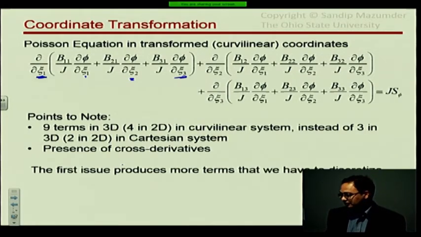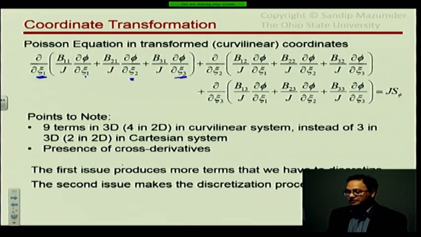The first issue is that it produces more terms that we have to discretize, which is of course painful. Already we're struggling with 3 terms, and now we have 9 terms. The second issue makes the discretization process very difficult, because when we did Taylor series expansions, we like to do one-dimensional Taylor series expansions. We don't like to do 2-dimensional Taylor series expansions. But now we have cross derivatives, so what do we do? That becomes a challenge.